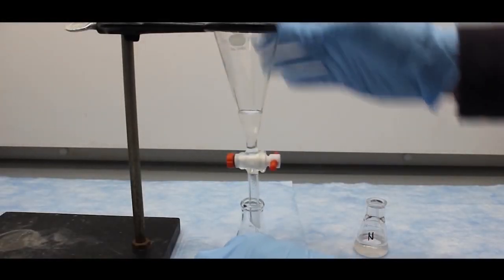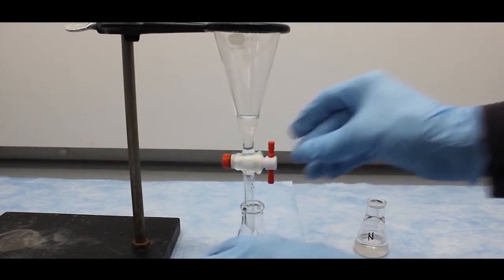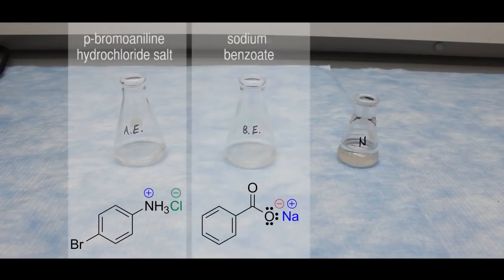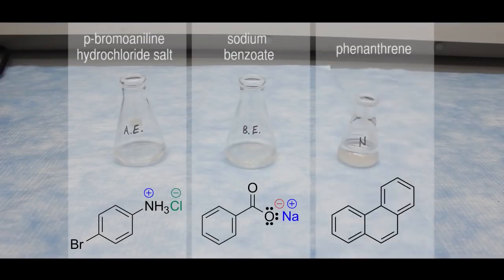And then collect the second portion of the base extracted aqueous layer. So now all three compounds should be separated. The acidic extract should have the p-bromoaniline hydrochloride salt, the basic extract should have the sodium benzoate, and the neutral DCM layer should still have the phenanthrene. So now I need to turn them all back into the neutral solids they once were.